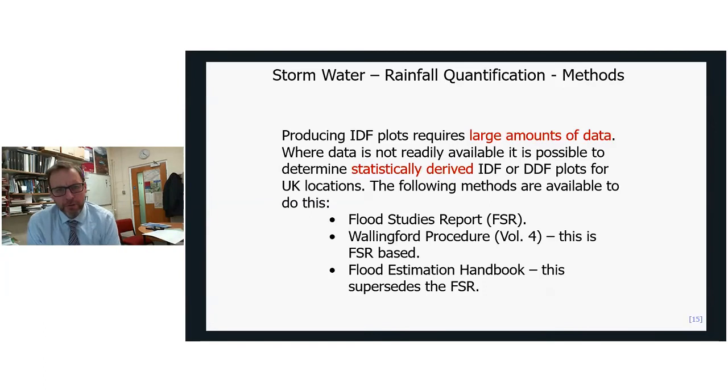So producing IDF plots requires quite a lot of data, and it's not something that should be undertaken lightly. Where data is not readily available, it is possible to determine statistically derived IDF or DDF plots for UK locations. This goes back to the point I was making earlier about the sheer volume of rainfall data held in the UK. The following methods are available to do this. So the Flood Studies Report, the Wallingford Procedure Volume 4, this is based on the Flood Studies Report, and the Flood Estimation Handbook, which supersedes the Flood Studies Report.